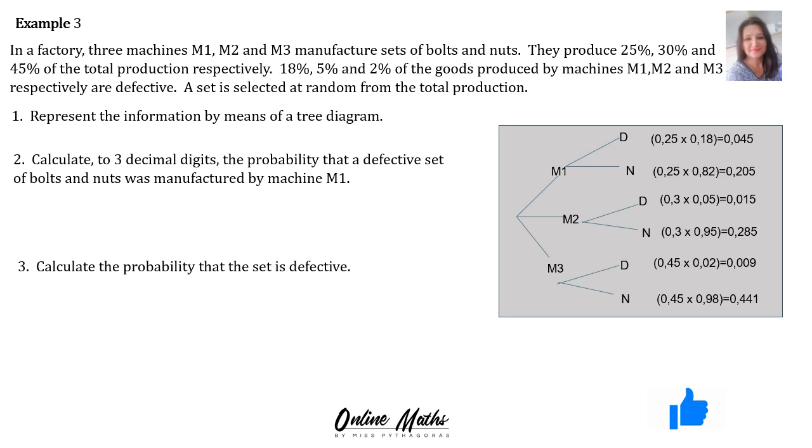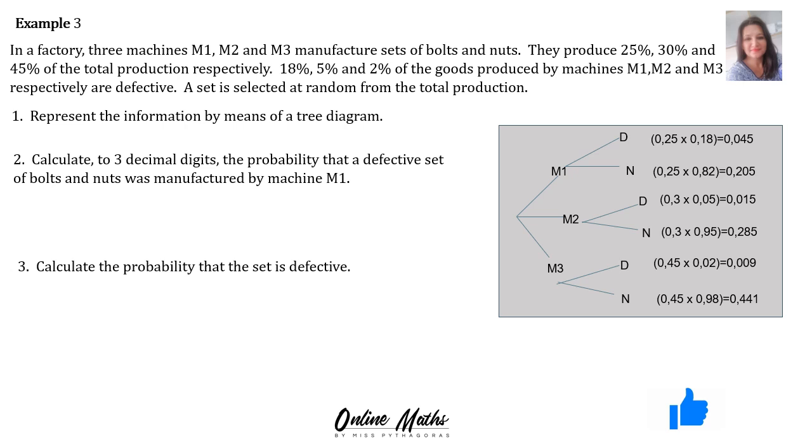Example 3. In a factory, 3 machines M1, M2 and M3 manufacture sets of bolts and nuts. They produce 25%, 30% and 45% of the total production respectively. 18%, 5% and 2% of the goods produced by machines M1, M2 and M3 respectively are defective. A set is selected at random from the total production. Number 1. Represent the information by means of a tree diagram.